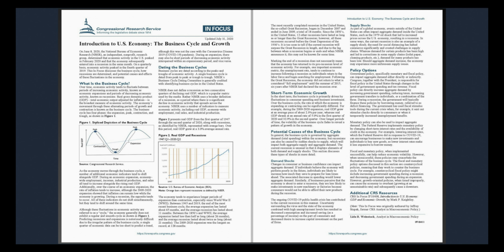The most recently completed recession in the United States, the so-called Great Recession, began in December 2007 and ended in June 2009, a total of 18 months. Since the 1850s, in the United States, 12 other recessions have lasted as long as or longer than the Great Recession. However, all these recessions occurred before the Great Depression of the 1930s. It is too soon to tell if the current recession will surpass the Great Recession in length, and due to the lag between when a recession begins or ends and when NBER announces it, this may not be known for some time.